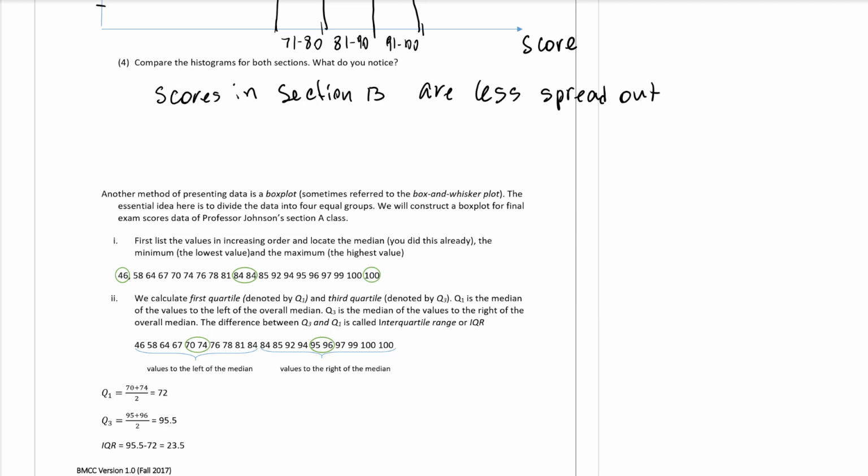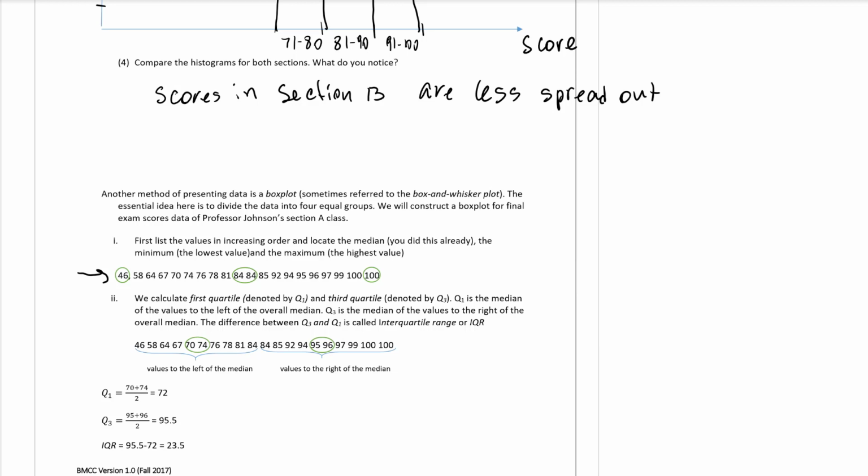So here's how we're going to do this. We're going to put the values in order, in increasing order from smallest to largest. So these are the scores. You can see them there. All right. The minimum value, the lowest value, and the maximum value we will underline.